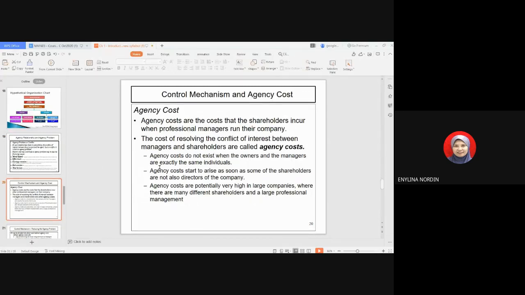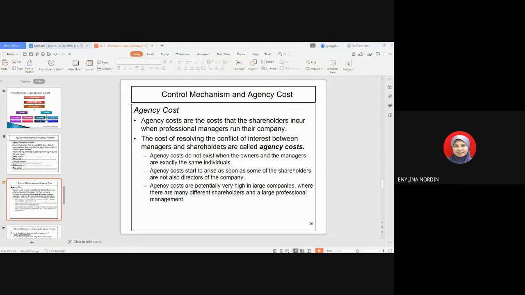Okay, so basically we go to the first part here. What is agency cost? Agency costs are the costs or money that the shareholders have to incur or spend when the professional managers run their companies. That means the shareholders have to spend money to make sure that the professional managers run the business or the company in the best interest of the shareholders. They have to spend. Nothing is free in the world.